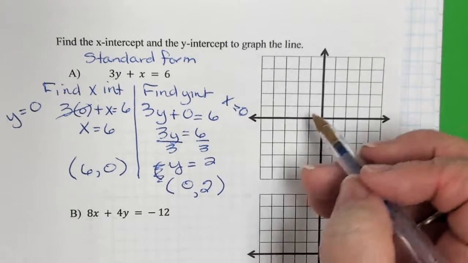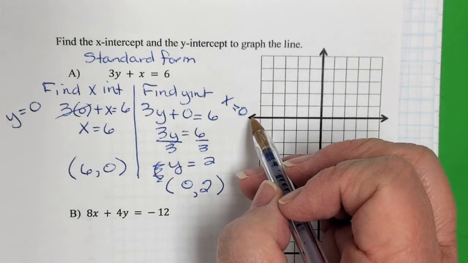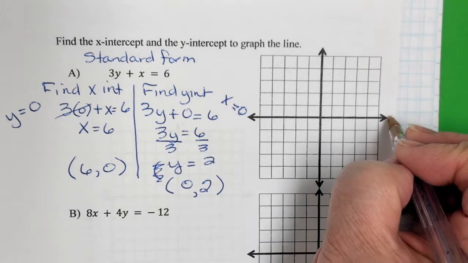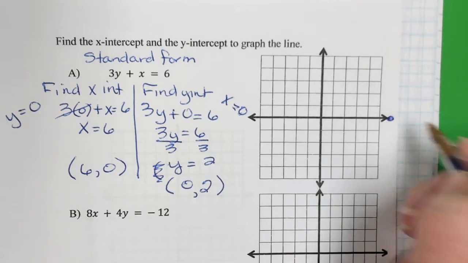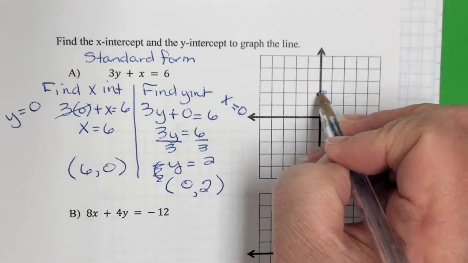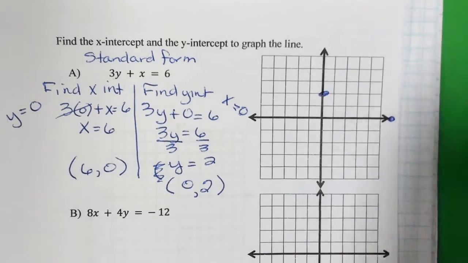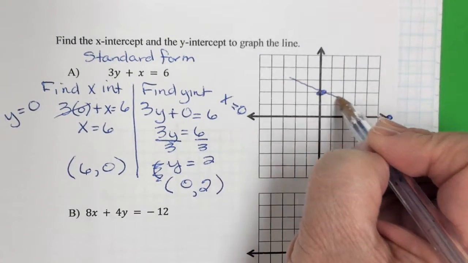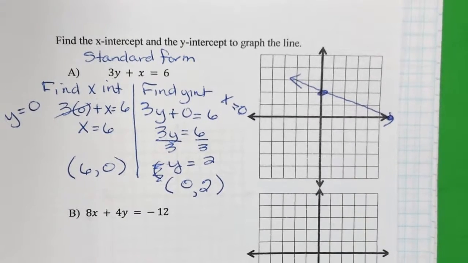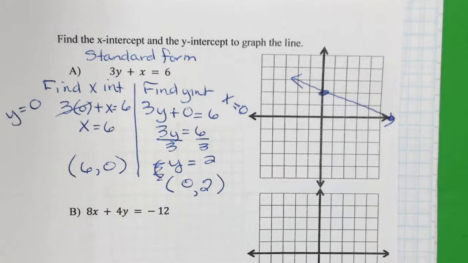Now to plot those 2 points. To plot the x-intercept, well, that goes to 5, but we can estimate 6 right here. And 2 on the y-axis is right here. And we are going to connect our points. And there's our line. All right, let's try the next one.